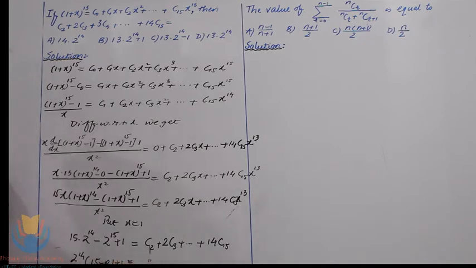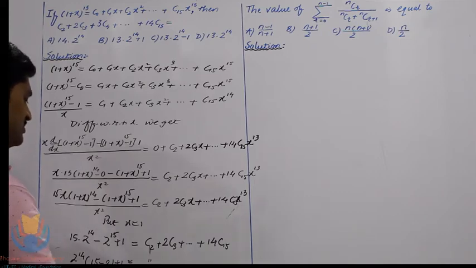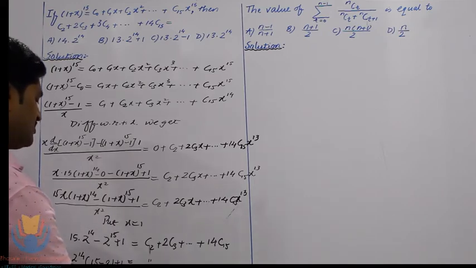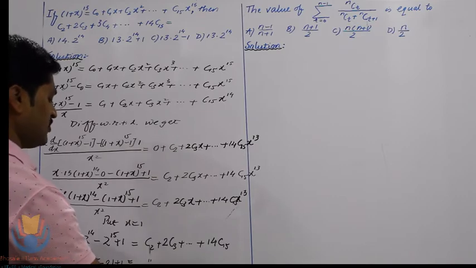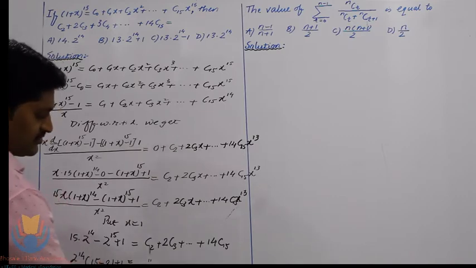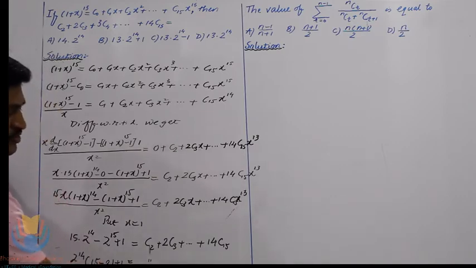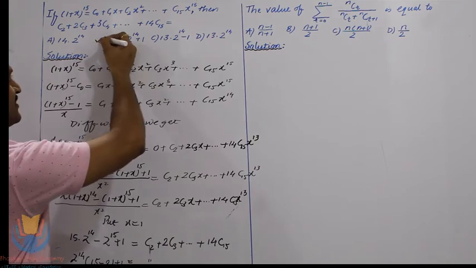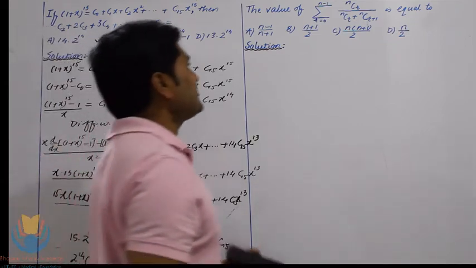So 15 minus 2 is 13, so this is 13 into 2 raised to 14 plus 1, and that is equal to 2C2 plus 2C3 plus ... plus 14C15. So this is the expression whose value we were looking for. So its value is 13 into 2 raised to 14 plus 1, that is option number B is correct. So let's continue this second MCQ.